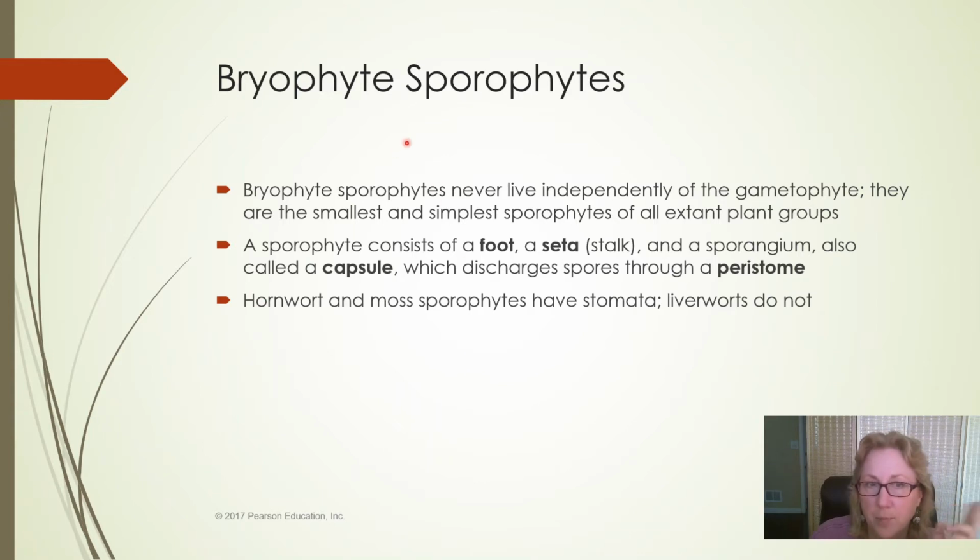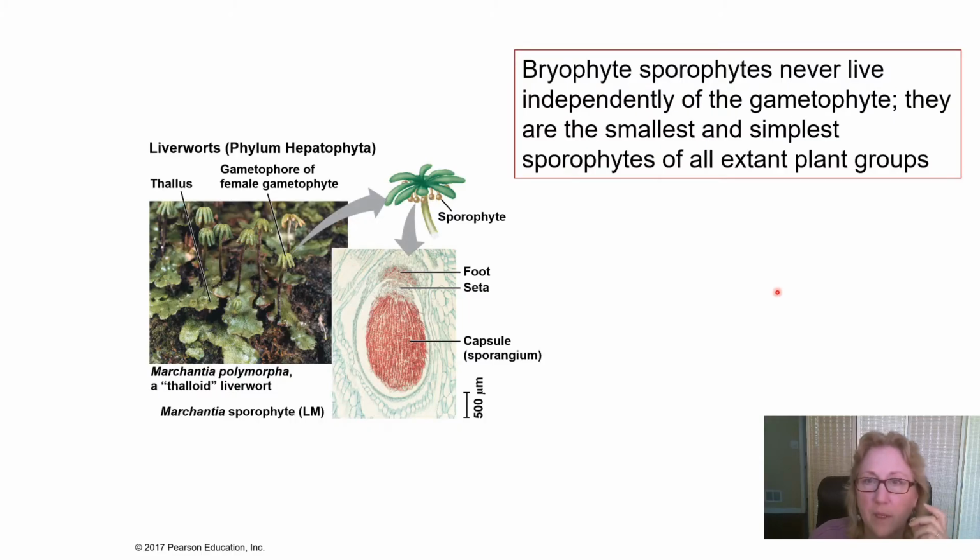So the sporophytes are very small. Sporophytes never live independently of the gametophyte. They're very tiny. So here's a liverwort. Now here we can see female liverwort. Down here you can see the thallus. There are these little cups here too. That's for asexual reproduction. And the little female structures here of the female gametophyte.